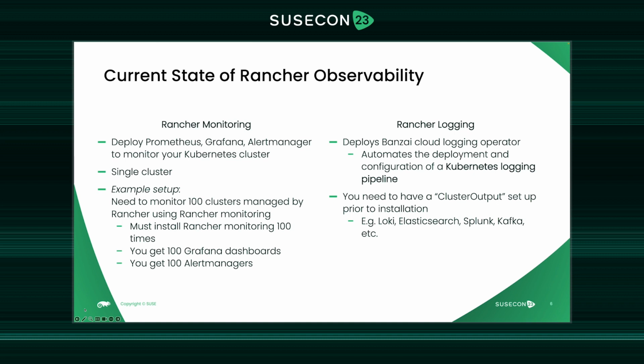Rancher Logging deploys Banzai Cloud Logging Operator, and it automates the deployment and configuration of a Kubernetes logging pipeline. You need to have a cluster output set up prior to installation, which means you need to bring your own logging backend like Loki, Elasticsearch, Splunk, etc.